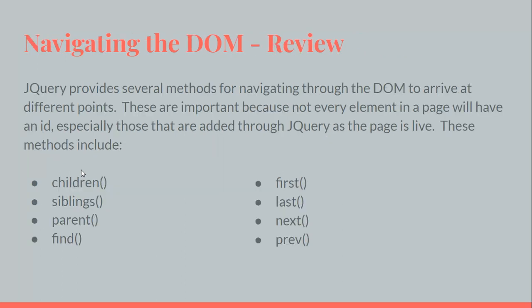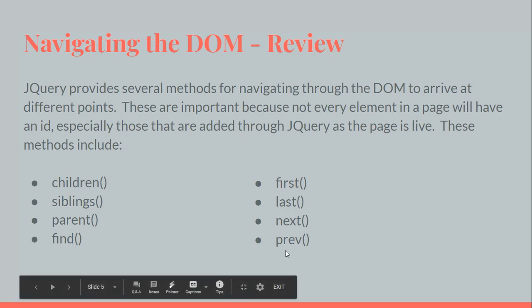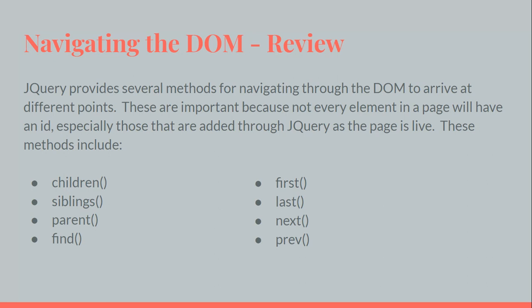And then finally, our last lecture was on navigating the DOM. As we navigate the DOM and we find our entry point, we can then navigate our way through the children or the siblings or the parent. We can use first and last, next and prev to go through the children and siblings lists, or if we use a find and we get a list of things, we can use first, last, next, and prev as well. So that's a little review of how to access and navigate the DOM.